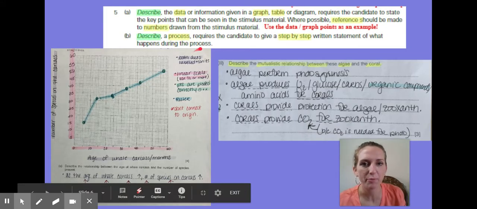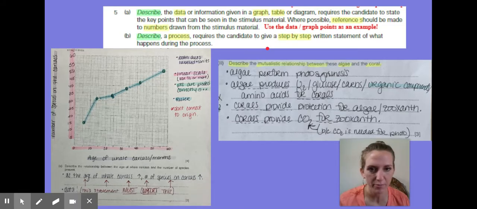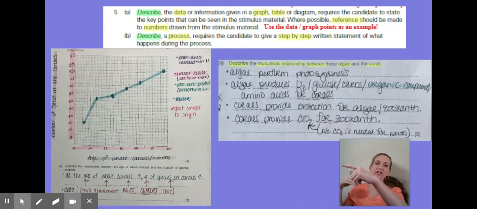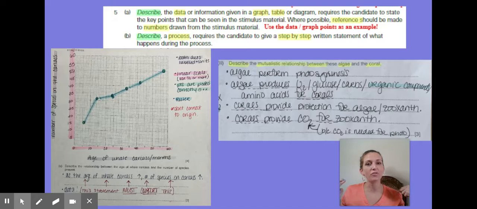Okay, and then we have describe a process. We need to give a step-by-step process for a statement of like how something happens. And so describe a mutualistic relationship between algae and coral. So I need to describe or talk about, I don't need to say why, I just need to describe how they do this, how algae can benefit coral and how coral is going to benefit algae.